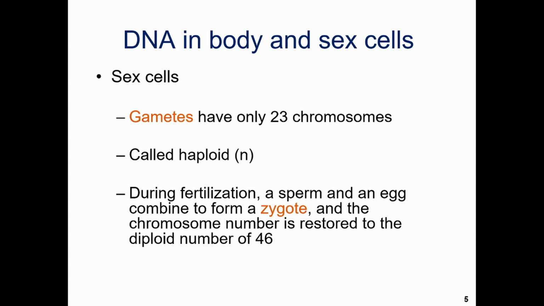One set which came from mom, and the other set that came from dad. Sex cells, on the other hand, only have one single set. We call these gametes. So they only have 23 chromosomes, one of each instead of pairs. So we call this haploid, or N, meaning one set of chromosomes there. Since these only have one set of chromosomes, two gametes have to come together to create a new individual. We call that process fertilization, where a sperm and egg come together to form a zygote. When the zygote forms, that chromosome number goes back to 46 and is back to diploid, since the sperm has one set and the egg has one set, and so when they come together, we have two complete sets of chromosomes.